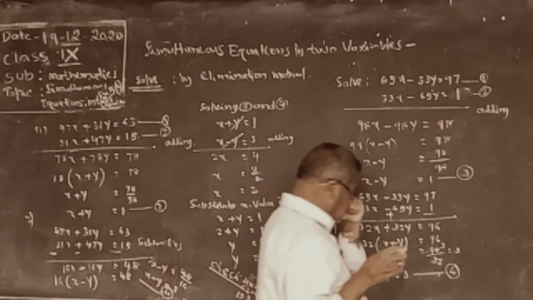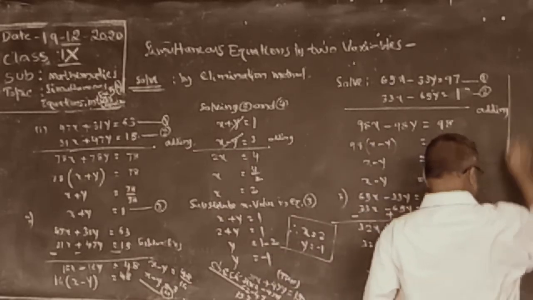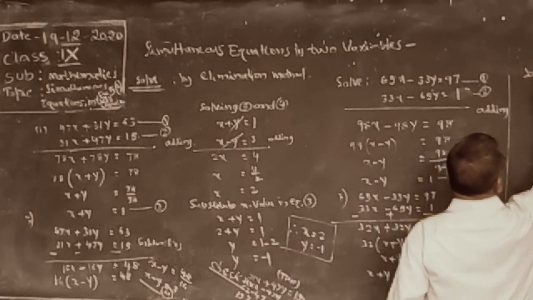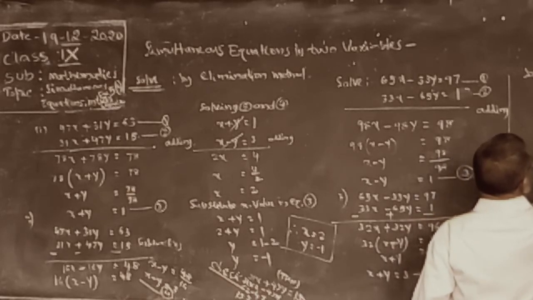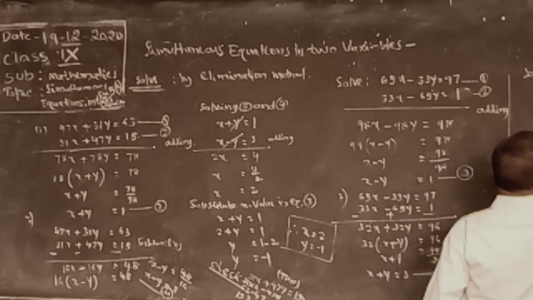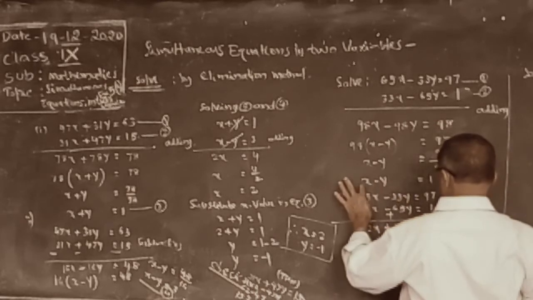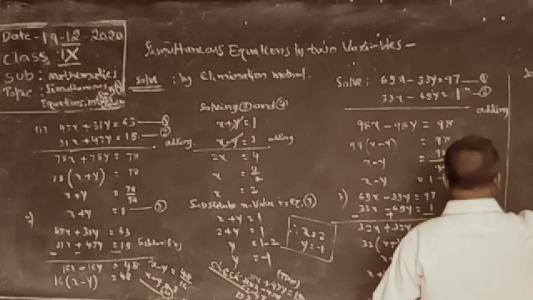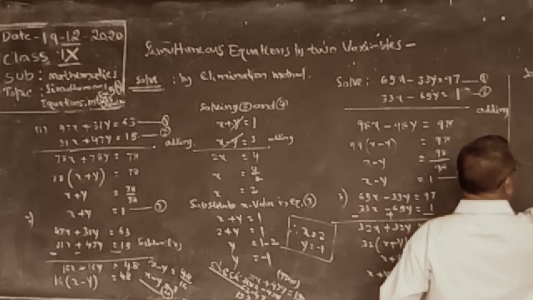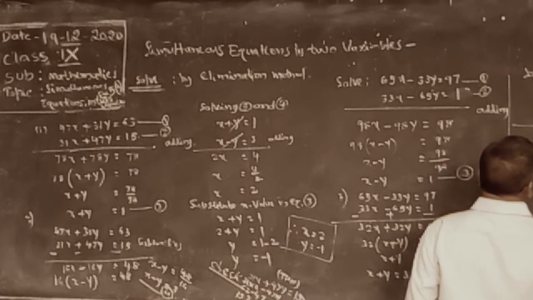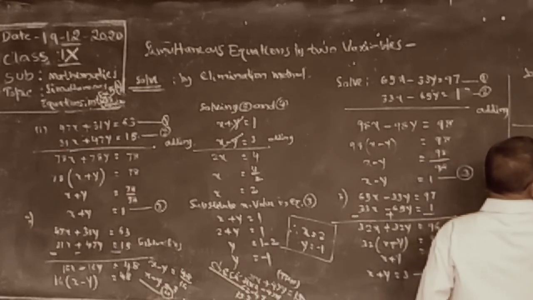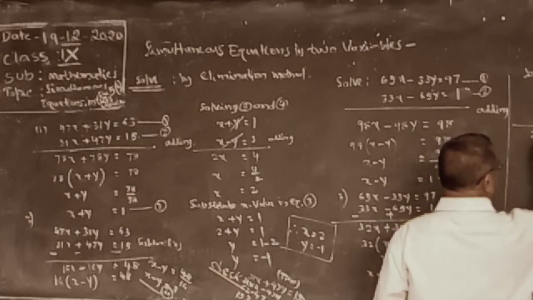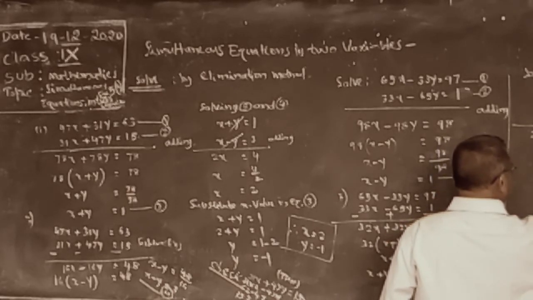Solving 3 and 4. What is 3? X minus y is equal to 1. X plus y is equal to 3. Adding, plus y minus y cancel. 2x is equal to 4. X is equal to 4 by 2. X is equal to 2.